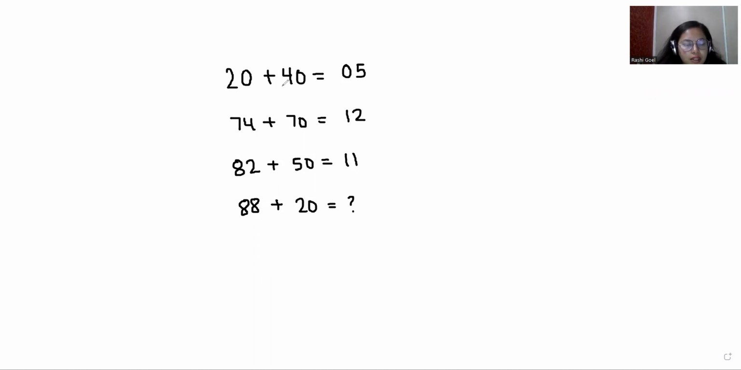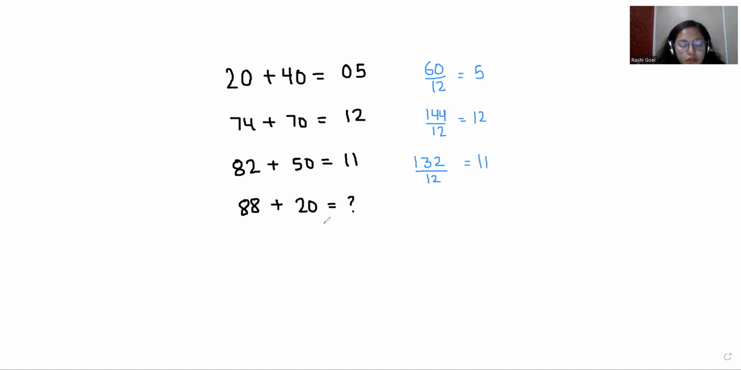So in the normal case, 20 plus 40 is 60. If I divide 60 by 12, I get 5. Similarly, 74 plus 70 gives 144, and if I divide 144 by 12, I get 12. Now, 82 plus 50, when I add this, I get 132. When I divide it by 12, I get 11.